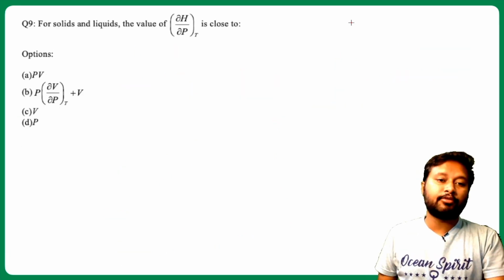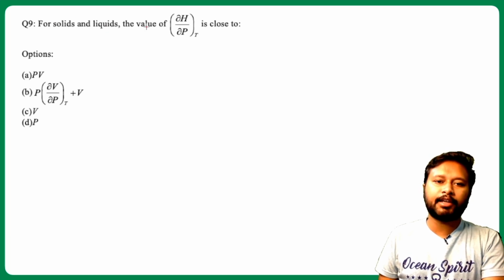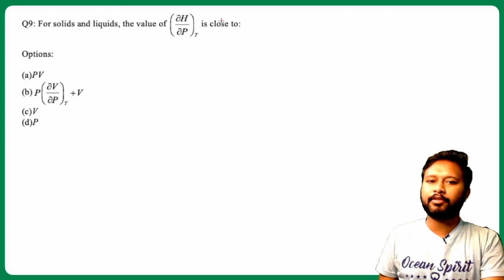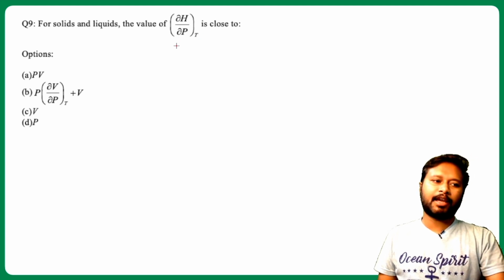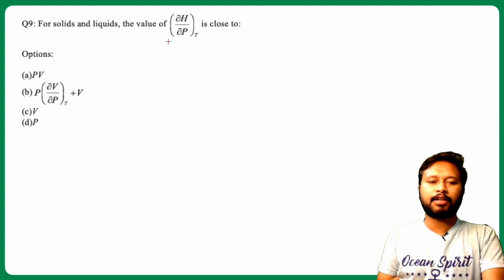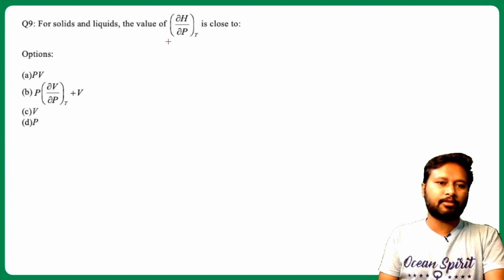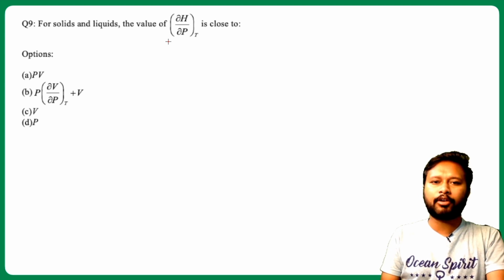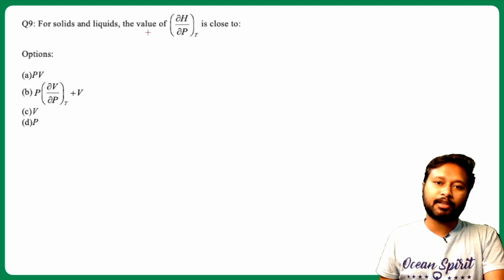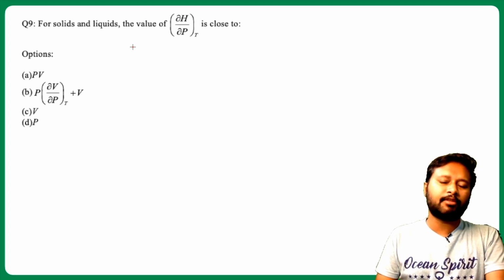All right, let's try to do this question here. It says, for solids and liquids, the value of del H by del P at constant T is close to. Now, this question can be done simply if you start from the second thermodynamic equation of state. In that way also you will approach the correct answer, or you can try a longer method. So any of the methods you can use. If you are using the second thermodynamic equation of state, things will become very easy for you.